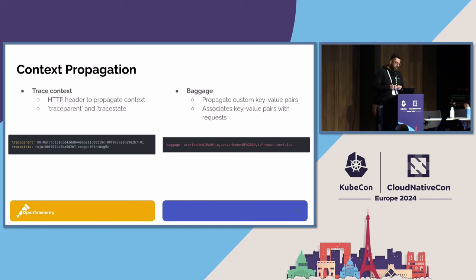On the other hand, we have baggage, which is also related to context propagation. Baggage is more about propagating certain custom key-value pairs that are information associated with your spans, but they might not be included as attributes in the span, but nevertheless, you might want to use them. A typical example could be a user ID, which might be available only in the user service, for example, so that when you call another service downstream, this information is no longer available. So if you need that information somewhere downstream, you can include it in the baggage, and it will be available in the other service downstream.